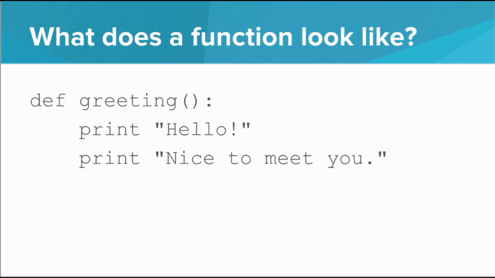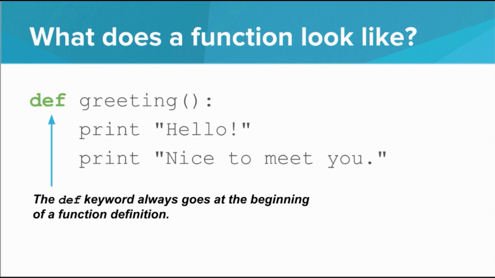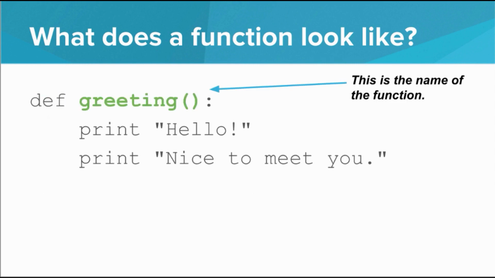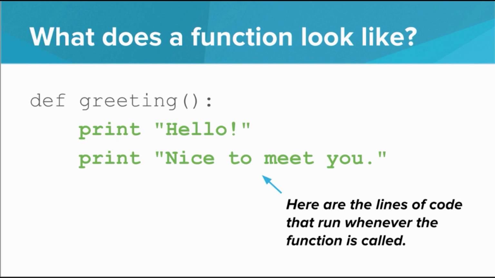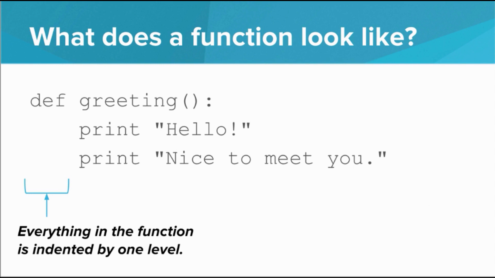Here's an example. It starts with the word def, and it's called greeting. Below is, you probably guessed it, the body of the function. This part will make more sense when we talk about using functions. For now, think of greeting as an alias for these two print statements. From this point on, every time you say greeting in your code, what you mean is print hello and print nice to meet you. And of course, everything in the function body must be indented by one level.